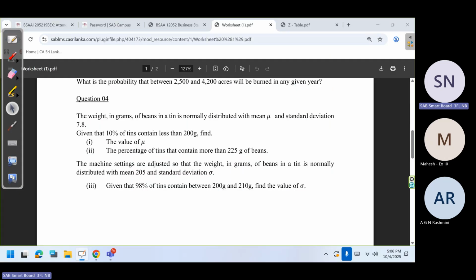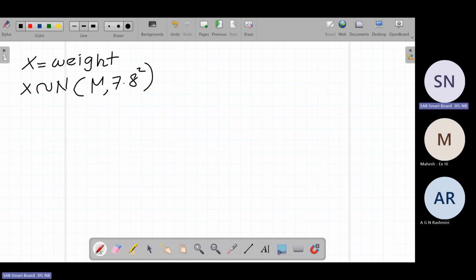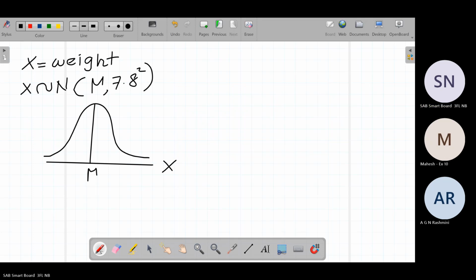But here, additional information is given. What is it? Given that 10% of the things weigh less than 200 grams. The probability is 10%. Okay? Then you can draw the normal curve. The mean is mu. We do not know the mu value now. Here it says less than 200 grams, probability is 10%. Then tell me which side is the less than side? Left or right? Left.